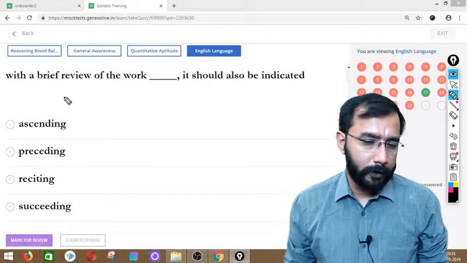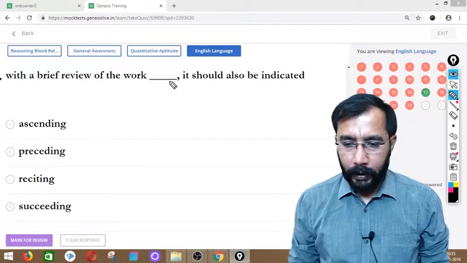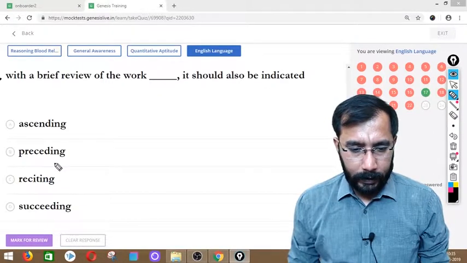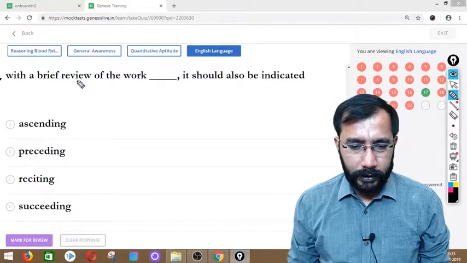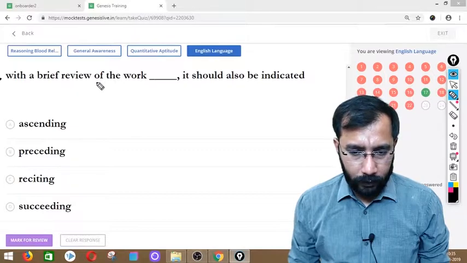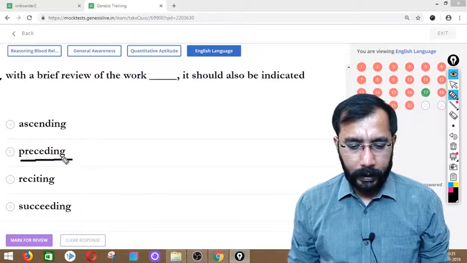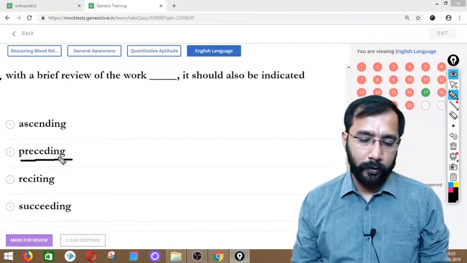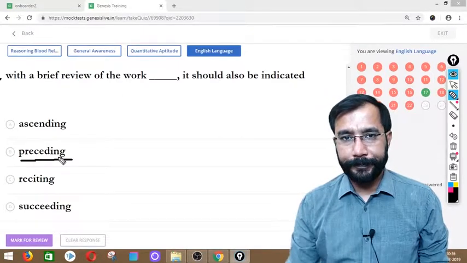The next one is also a fill in the blanks: with a brief review of the work dash, it should also be indicated. The options are ascending, preceding, reciting, succeeding. Since you are doing a review of the work, preceding would be the right answer. To succeed is to come later. To precede is to come before. So the right answer over here is preceding.